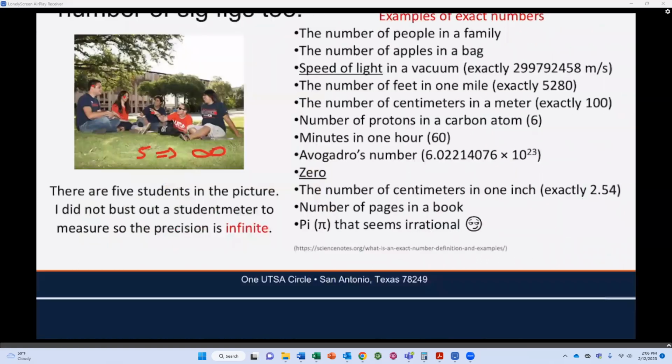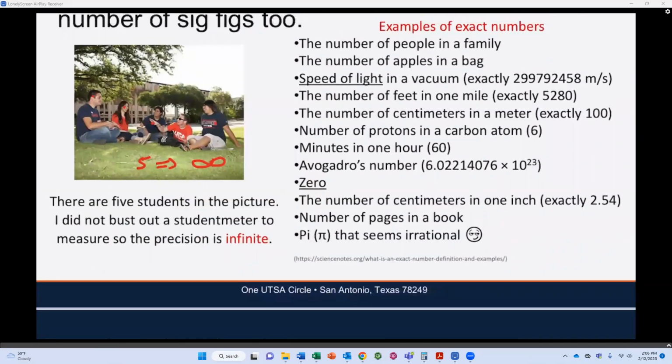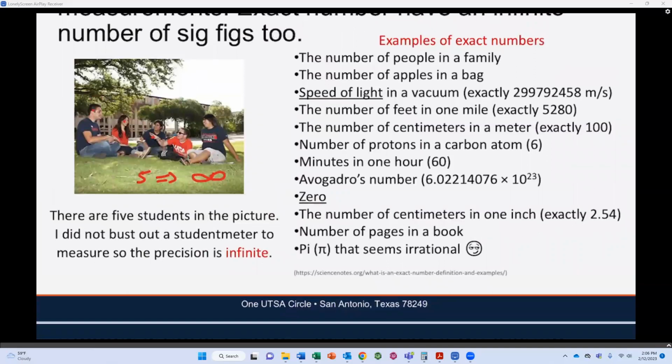An infinite number because why? It's a counted number. Are you sure? How do I know I'm sure? Well, I didn't measure the number of students with a so-called student meter. I counted. And so anytime you can count something, anytime you have exact conversions, those are considered to be infinite. Okay, here's some examples.